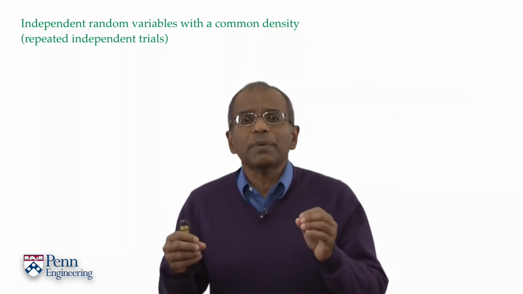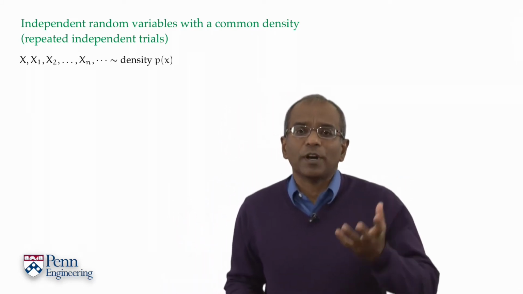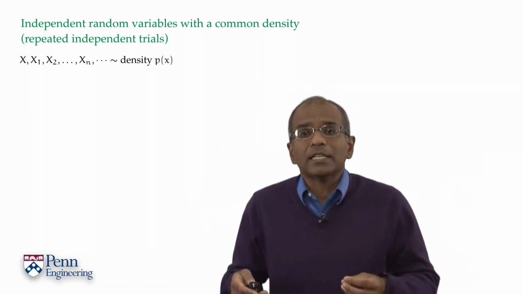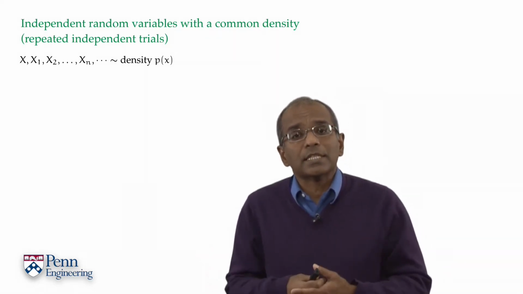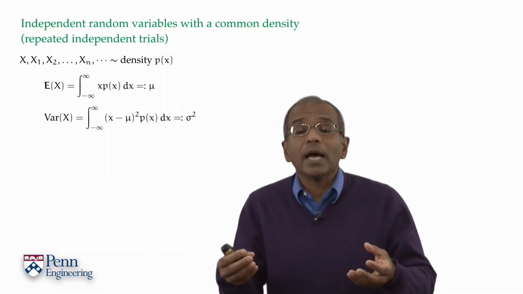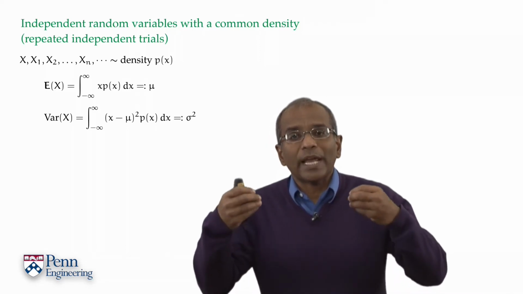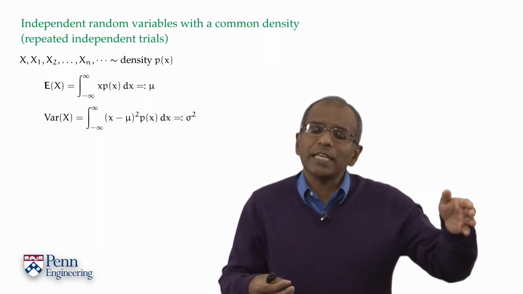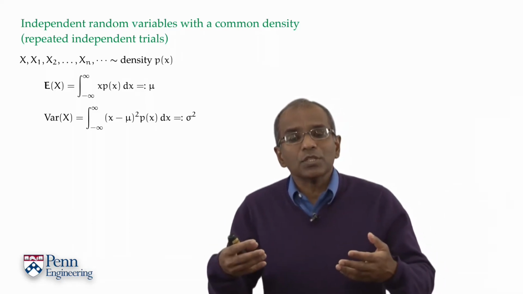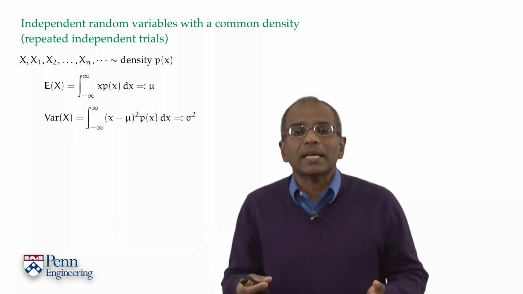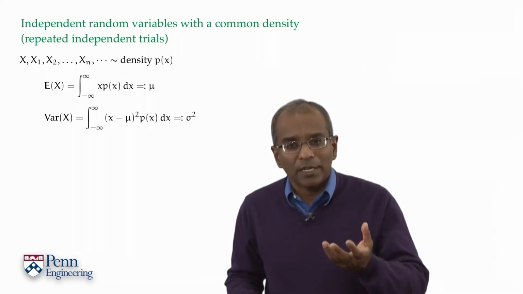So accordingly, let us start with a setting of repeated independent trials, and we are going to think of independent variables with a common density. Let's say X is a generic chance variable with a mass density function p of x, and let us suppose that X has an expectation mu and a variance sigma squared. We consider X1, X2, X3, and so forth, a potentially infinite sequence of such coordinate variables, to be independent realizations of variables with the same density as X. In other words, we have a setting of repeated independent trials.